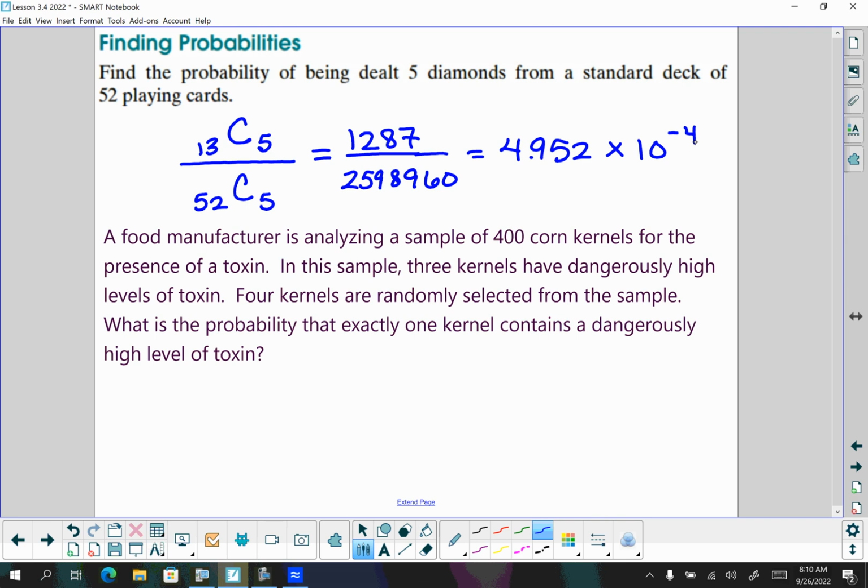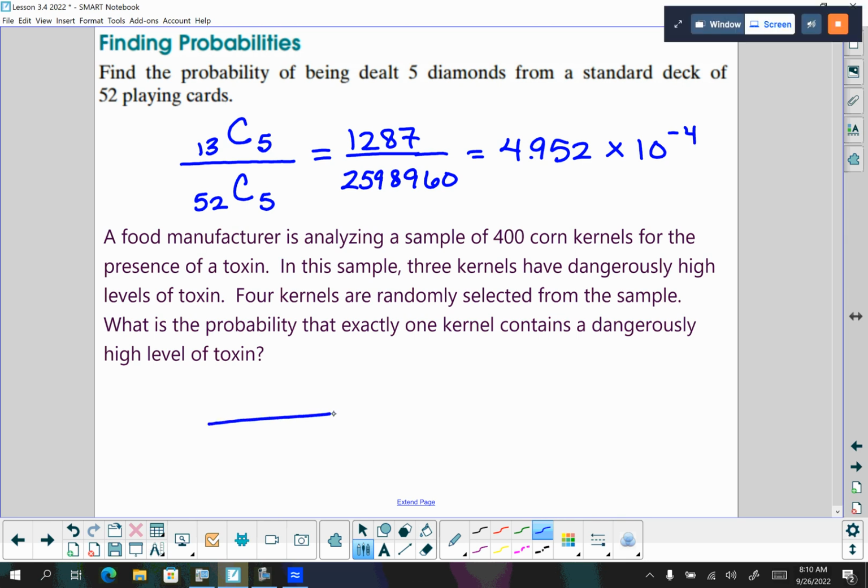A food manufacturer is analyzing a sample of 400 corn kernels for the presence of a toxin. In this sample, 3 kernels have dangerously high levels of toxin. 4 kernels are randomly selected from the sample. What is the probability that exactly 1 kernel contains a dangerously high level of toxin?